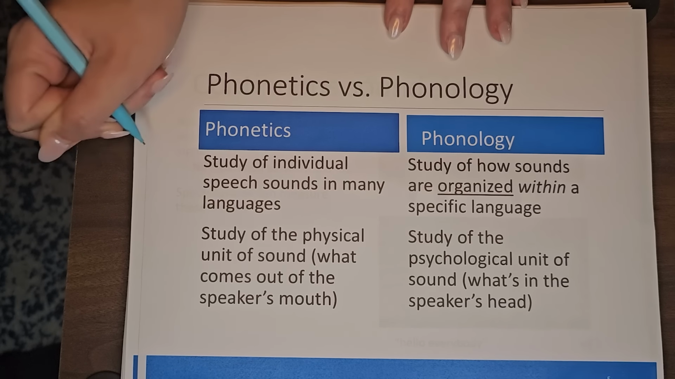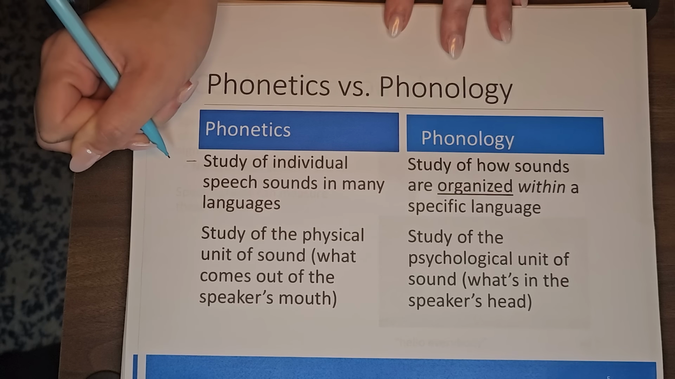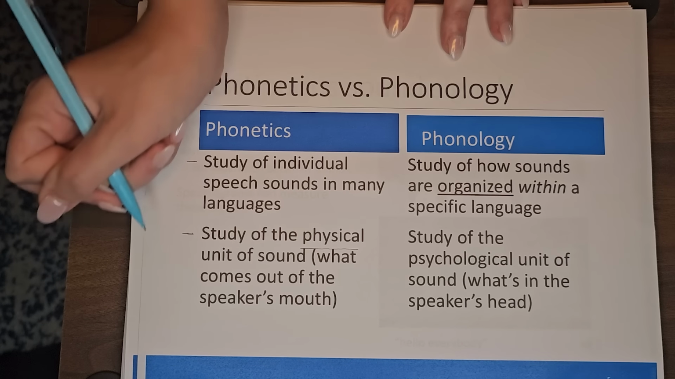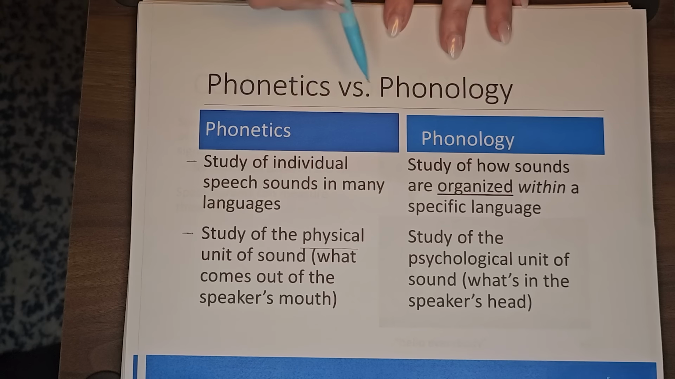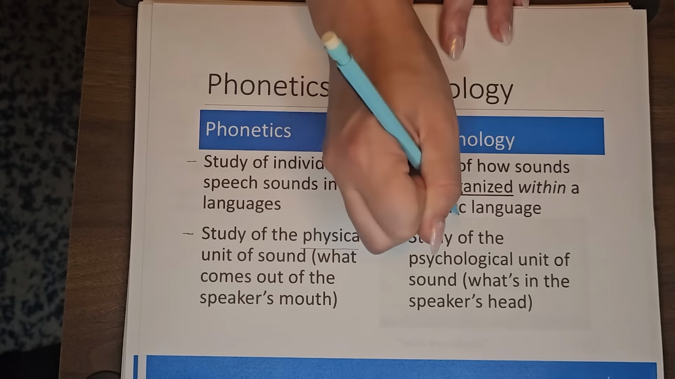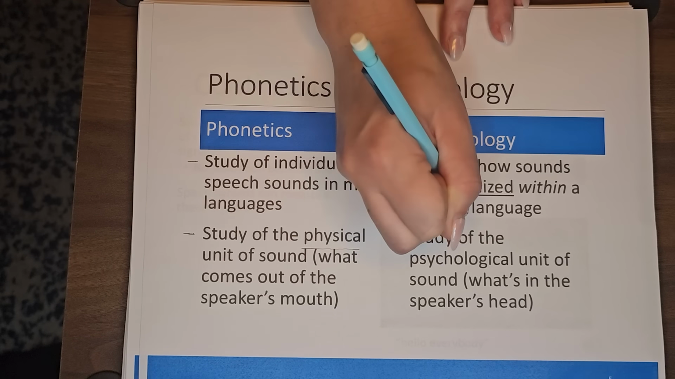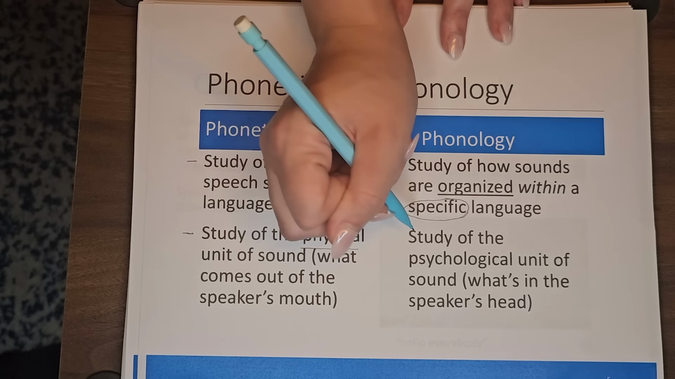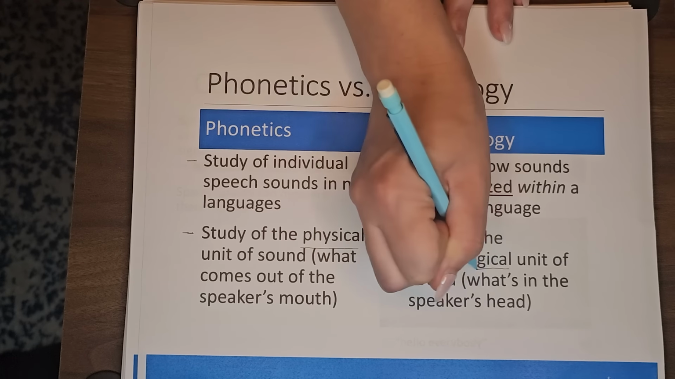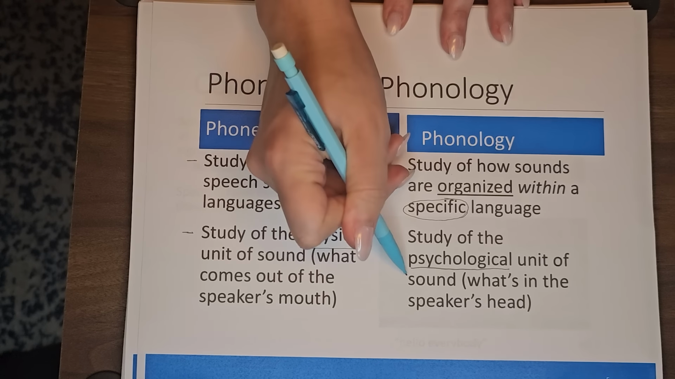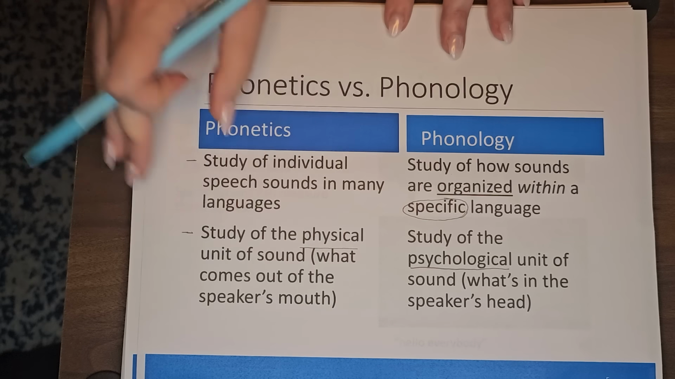So in phonetics, we study individual speech sounds of many languages and study the physical unit of sound. Whereas in phonology, we study sounds that are organized within a specific language, as opposed to comparing them across languages. And then we study the psychological unit of sound. So essentially, how are sounds organized within the speaker's mind?